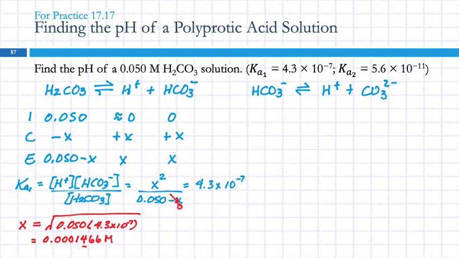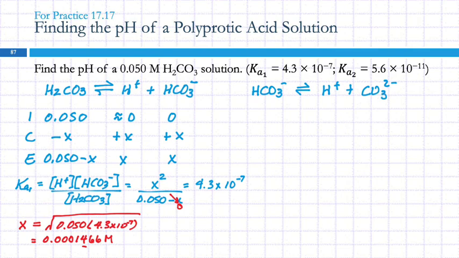Okay, so we found x. How is x useful to us? We're trying to find the pH, right? Take the negative log of it. Yeah, so we could look at this and just take the negative log of this, which is the hydrogen ion concentration, to get the pH.